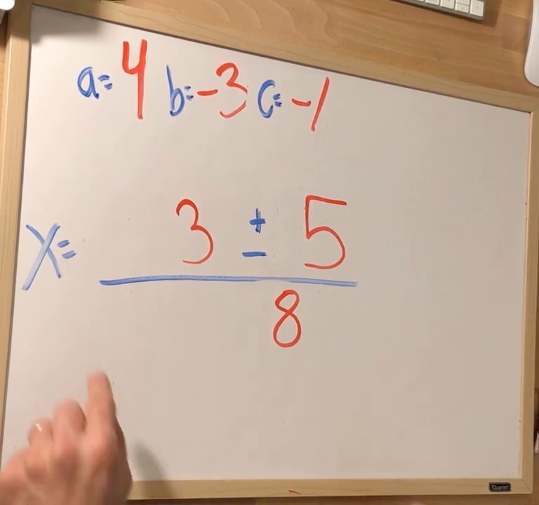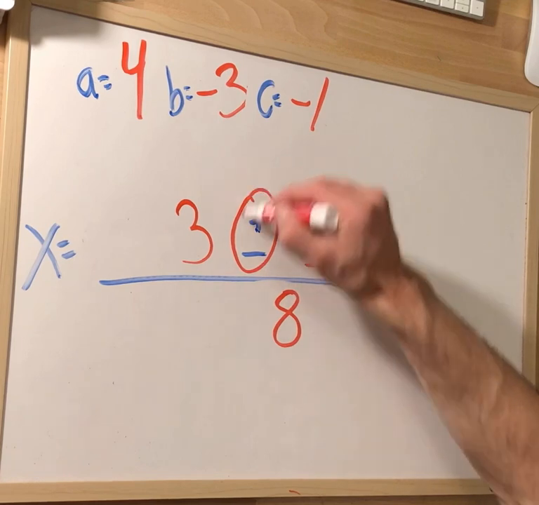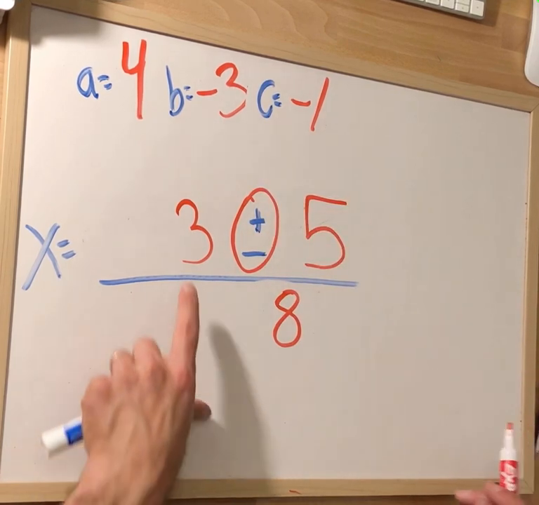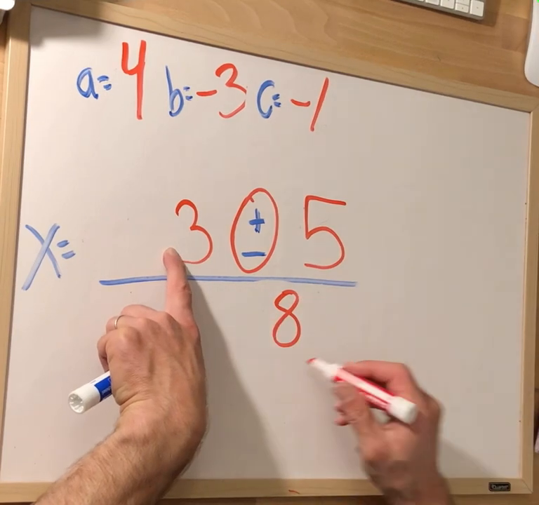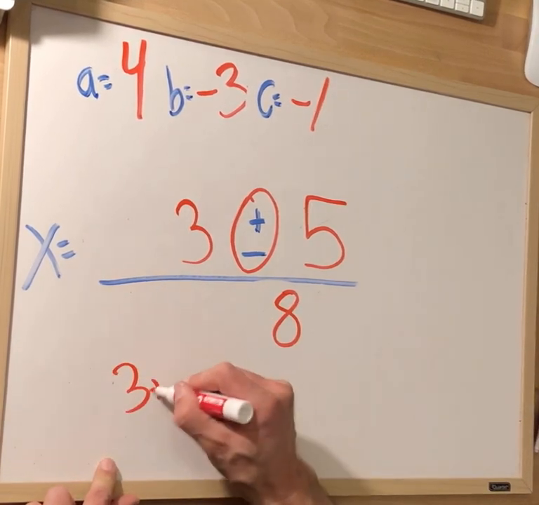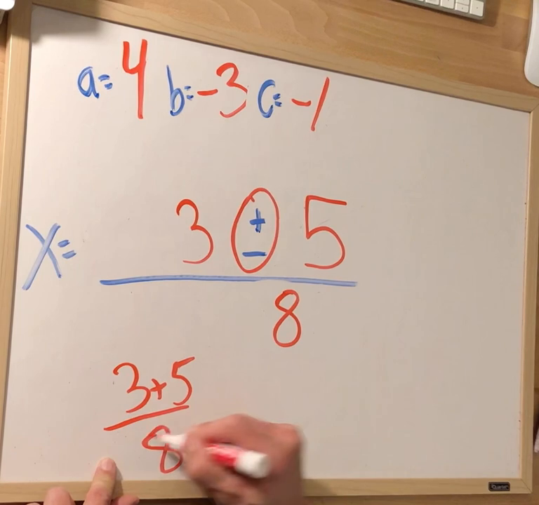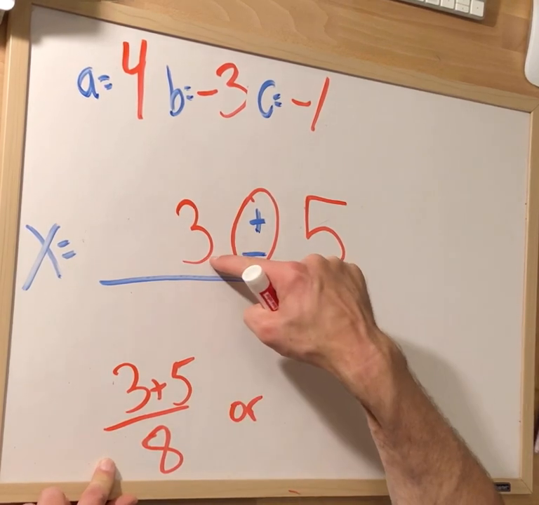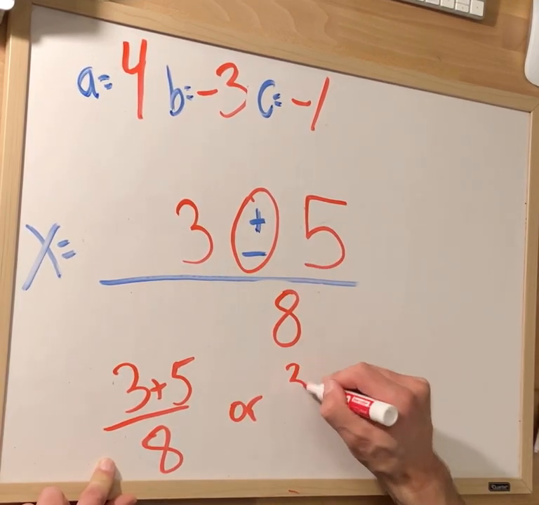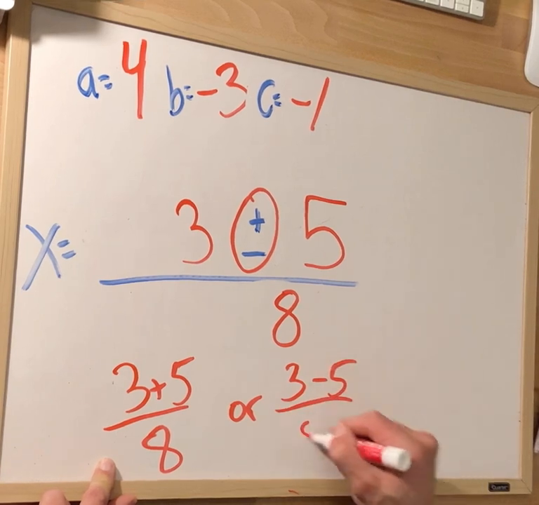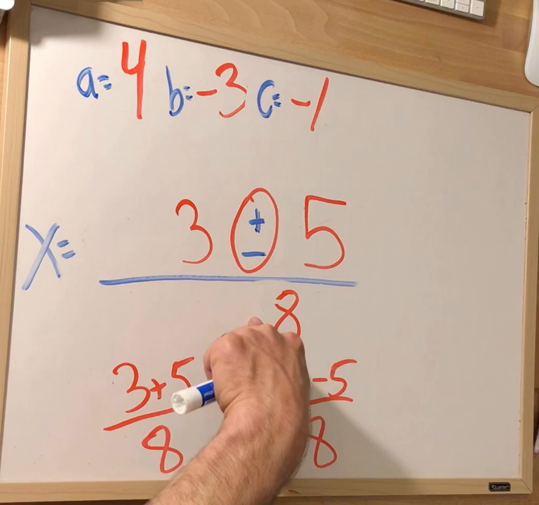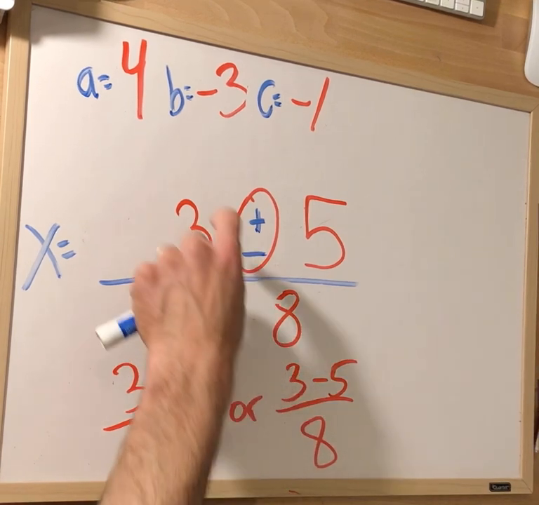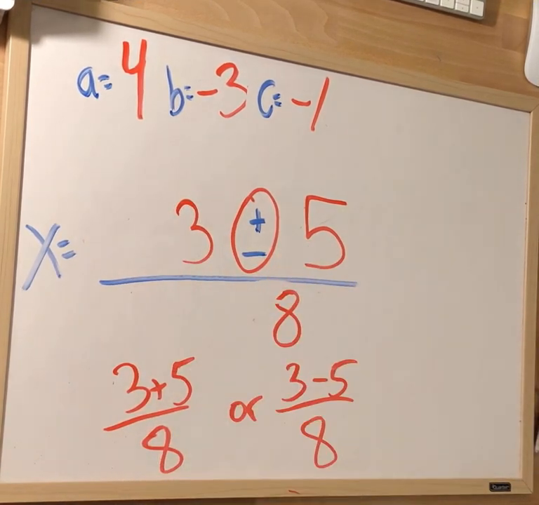Okay, now look. See how there's a plus and a minus here? This means two things. This means 3 plus 5 all divided by 8, or 3 minus 5, all divided by 8. That's what that plus and minus means. It means this plus this divided by this bottom number, your denominator, and this minus this divided by your denominator.